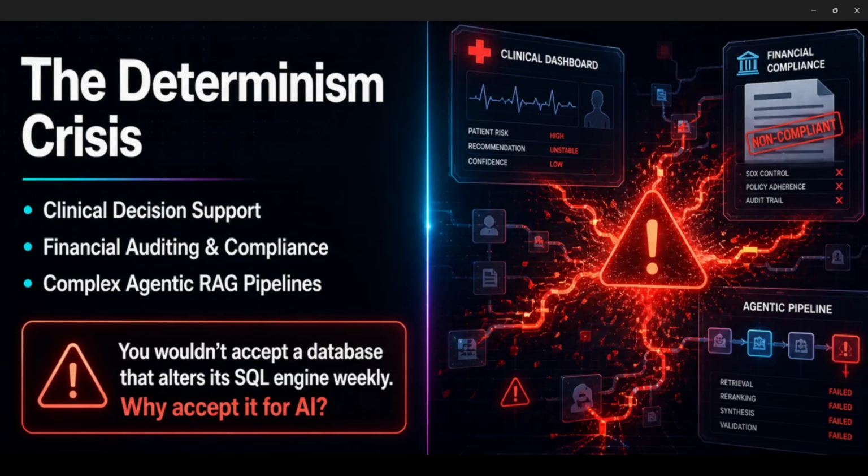If an API safety classifier suddenly flags your medical RAG pipeline as sensitive and truncates the reasoning steps, your automated process fails silently. You can't build reliable enterprise architecture on shifting ground. You would never accept a SQL database that changed how it interpreted SQL queries overnight, and you can't accept that for your enterprise AI.